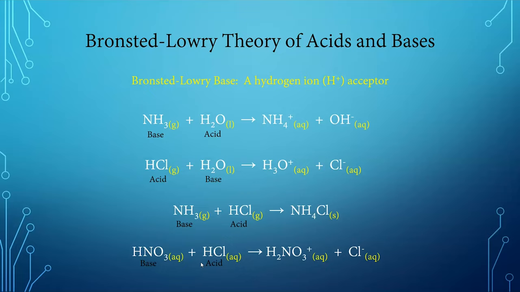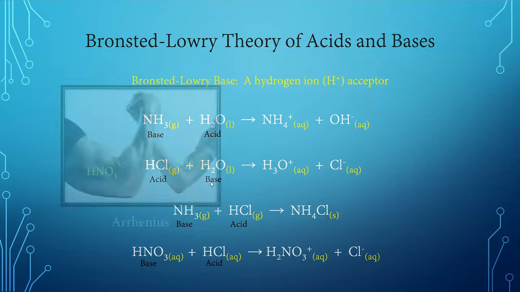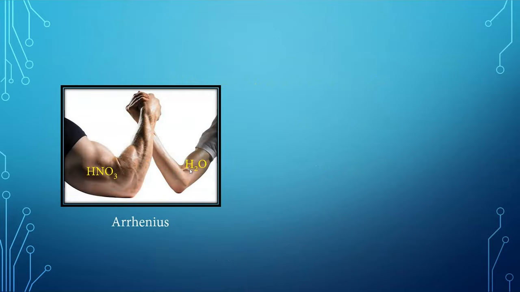that delineation between strong and weak only works for the Arrhenius definition. What makes an acid strong in the Arrhenius world is simply if it's stronger than water. What makes a base strong is if it's stronger than water, because you can see water can do both of those. It can be an acid or a base. So strong acids are strong when you compare them to water. Strong bases are strong when compared to water. This arm wrestling example will help, I think, illustrate this.